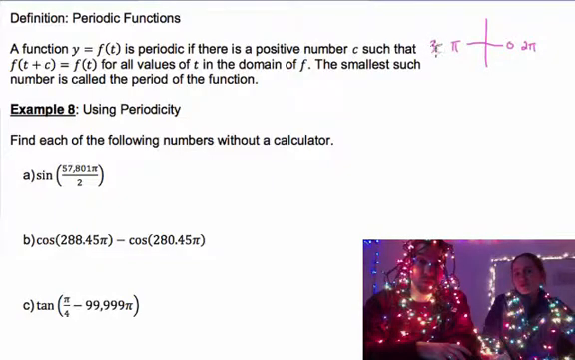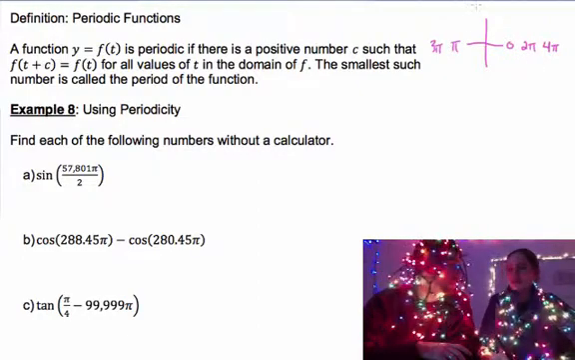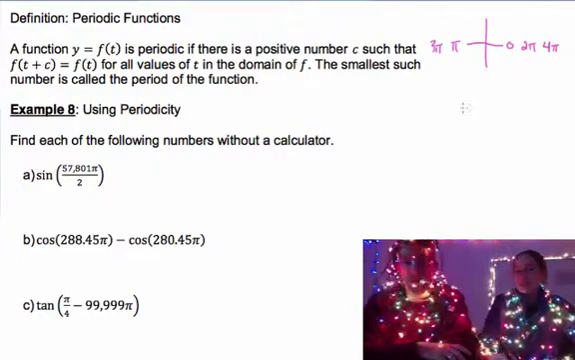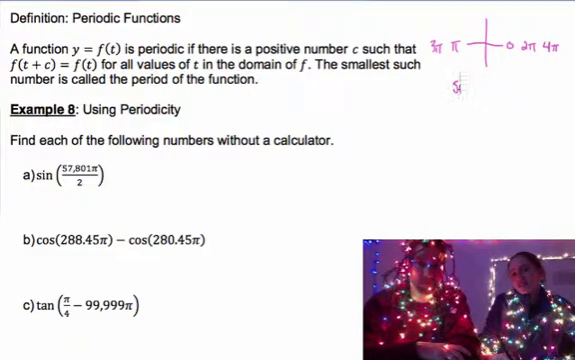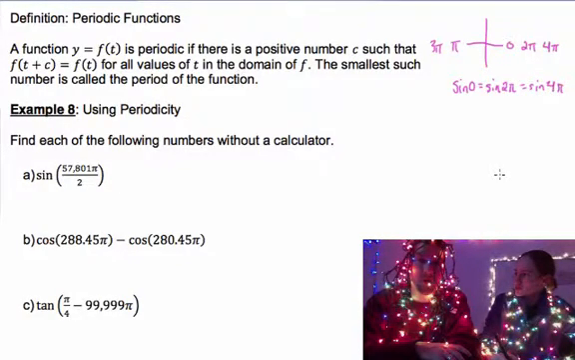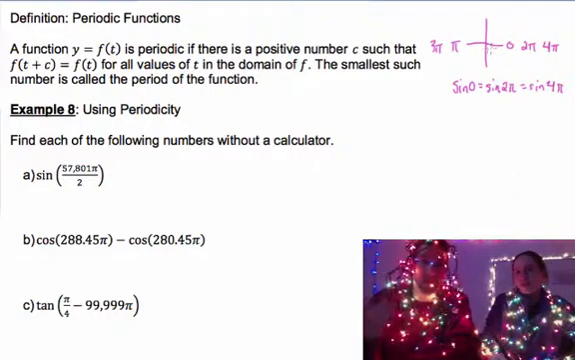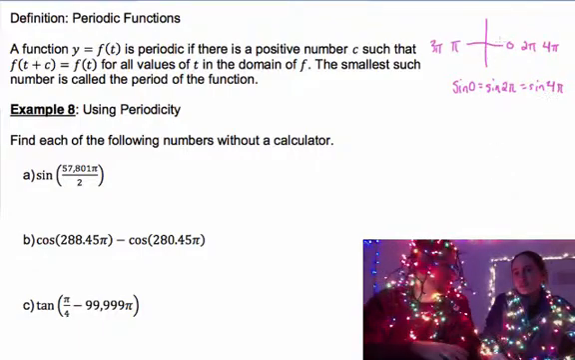3 pi, 4 pi, and we could keep going, but we're not going to. So what happens is that sine of 0 is the same as sine of 2 pi, which is the same as sine of 4 pi. They give you the exact same answer every time.